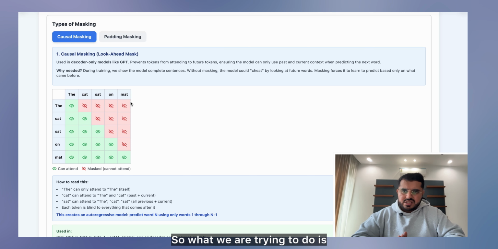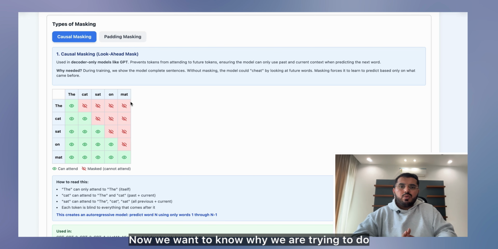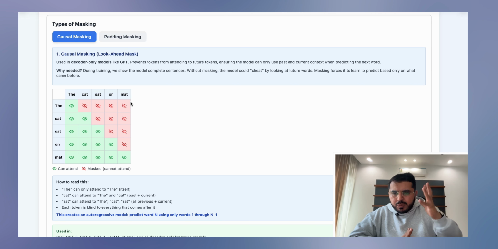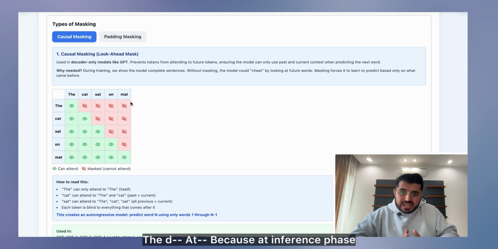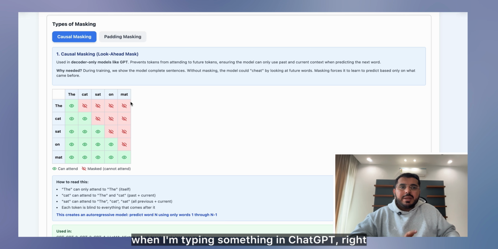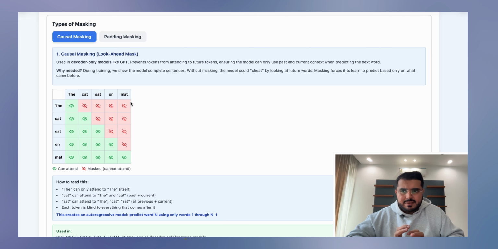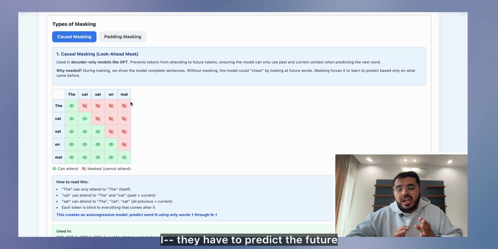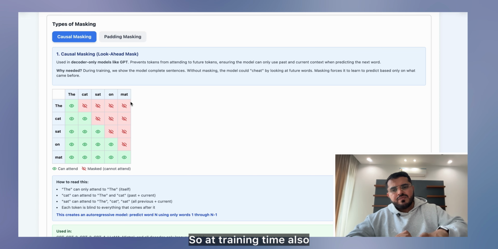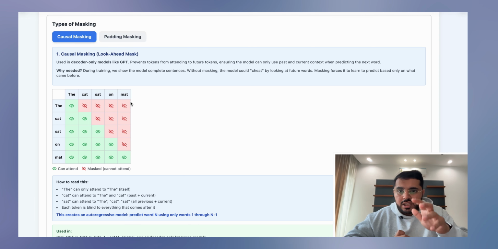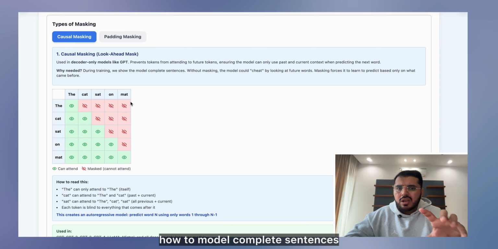We have seen what we are trying to do; now we want to know why. We want to prevent the model from cheating during the training phase. Because at inference time, when I'm typing something in ChatGPT or querying GPT models, they have to predict the future. I don't know the future. So at training time also, I'm enforcing the idea that you don't know the future, you have to predict it. You have to learn how to model complete sentences.